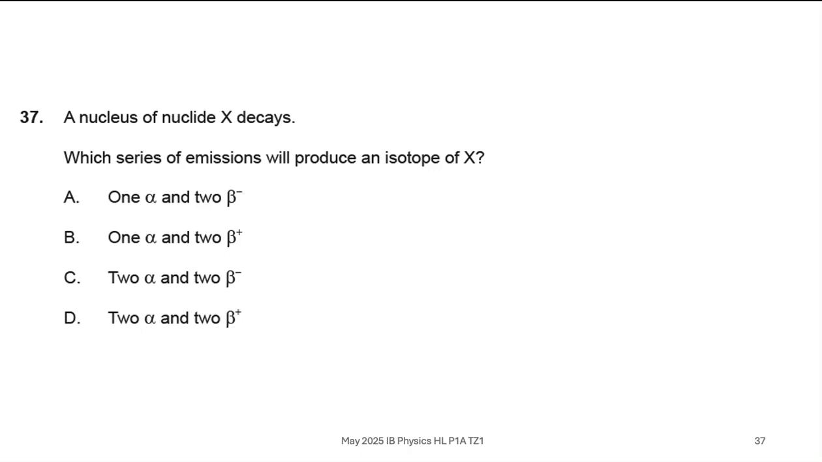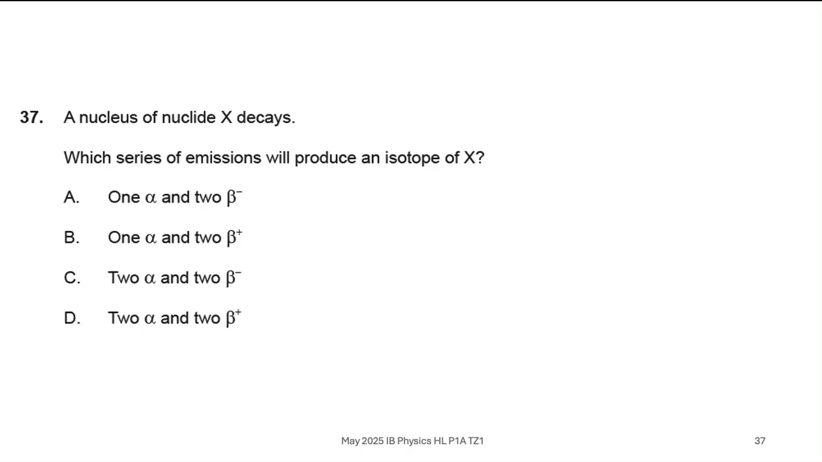Okay, here we have a question about a nucleus decaying, and we want to know which series of emissions will produce an isotope of X. Okay, we've got a bunch of combinations there. Again, there's a lot of opportunities here for us to do some ruling out. Let's try our multiple choice strategy on this one.